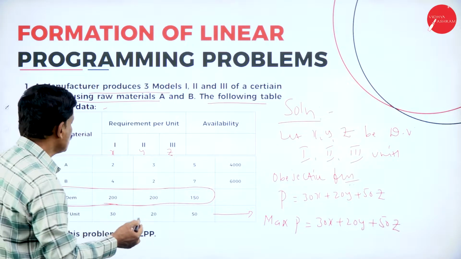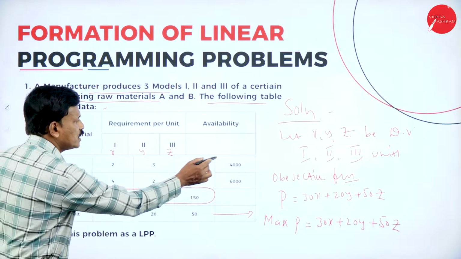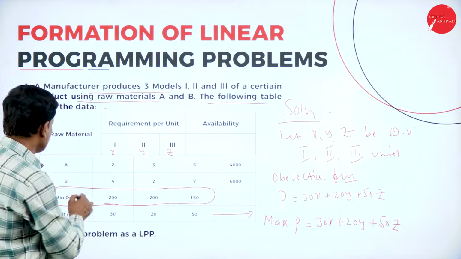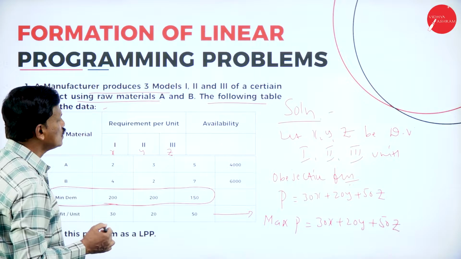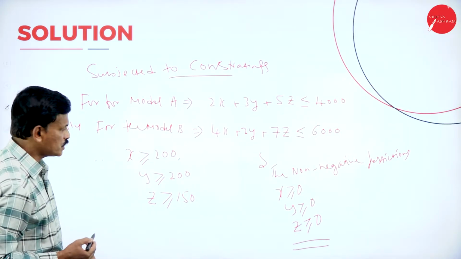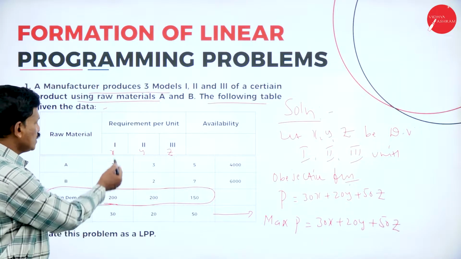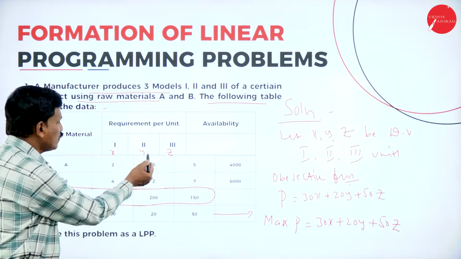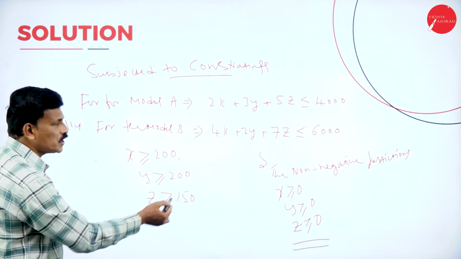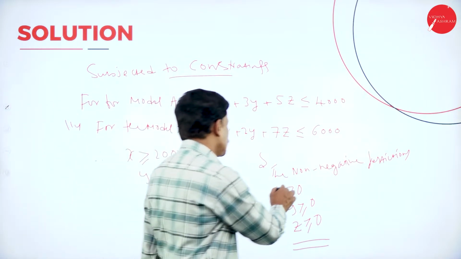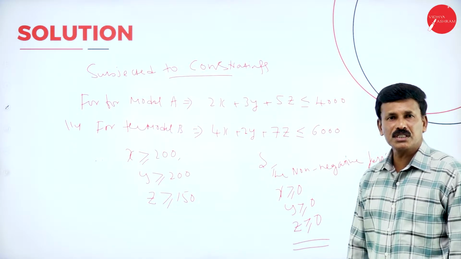Subjected to the constraints. What are the constraints? For the product A, 2x plus 3y plus 5z is less than or equal to 4000, and for the product B, 4x plus 2y plus 7z is less than or equal to 6000. Since the minimum demand is given, x is greater than or equal to 200, y is greater than or equal to 200, z is greater than or equal to 150. Subjected to the non-negative restrictions, x is greater than or equal to 0, y is greater than or equal to 0, and z is also greater than or equal to 0.